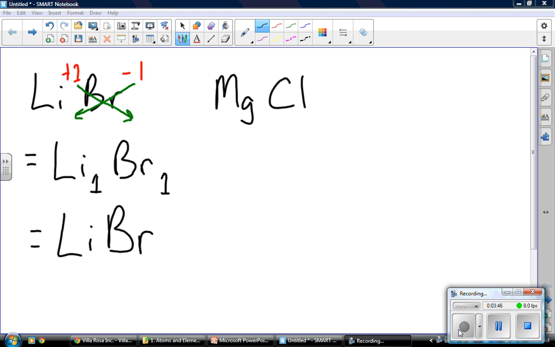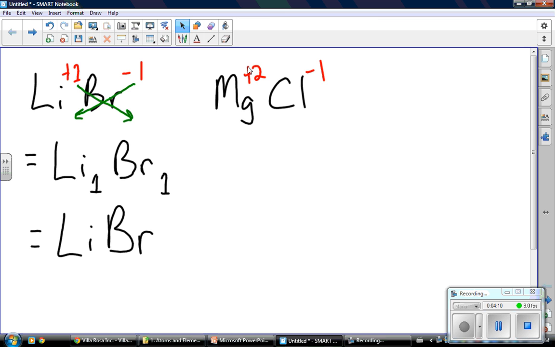So we write the symbols for magnesium chloride, Mg and Cl, magnesium and chlorine. We obtain their charges. What's the charge on a magnesium ion? +2. What's the charge on a chlorine ion? -1. Chlorine needs 1. It's in group 17. Okay? Now we crisscross this.